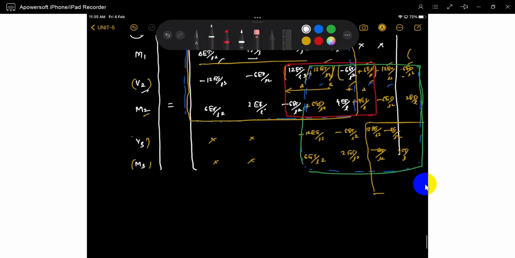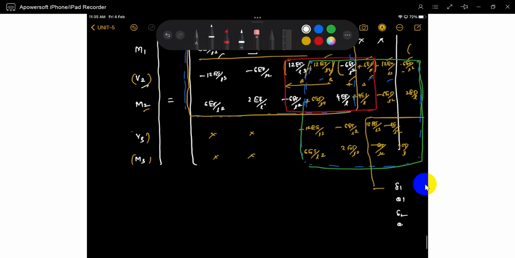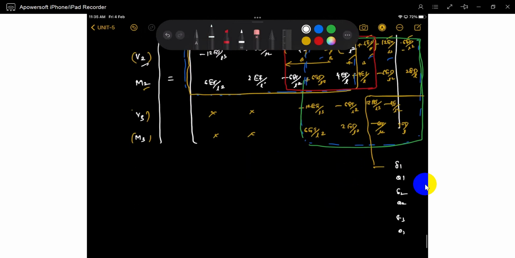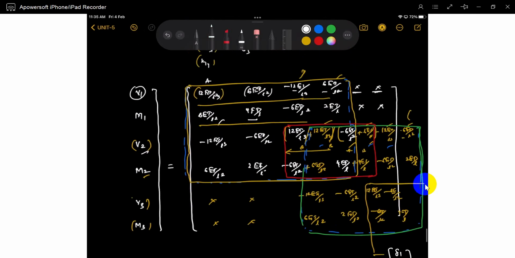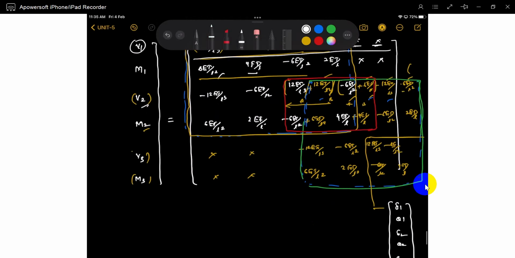So why are these parameters answering? These parameters are delta 1, theta 1, delta 2, theta 2, delta 3, theta 3. So these are the summation: these values multiply with these values, and you will get V1.